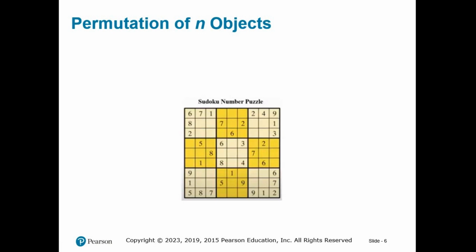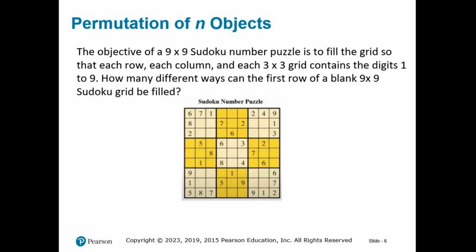Okay, let's think about those little Sudoku number puzzles that are so popular. The objective of a 9x9 Sudoku puzzle is to fill the grid so that every row, column, and 3x3 square contains the digits 1 through 9. How many different ways can the first row of a blank 9x9 Sudoku grid be filled in? Well, assuming we're not considering any numbers filled in, we would figure 9 factorial, or 9 times 8 times 7 times 6, and so on. We would come up with 362,880 ways. That's a lot of ways to solve a puzzle.